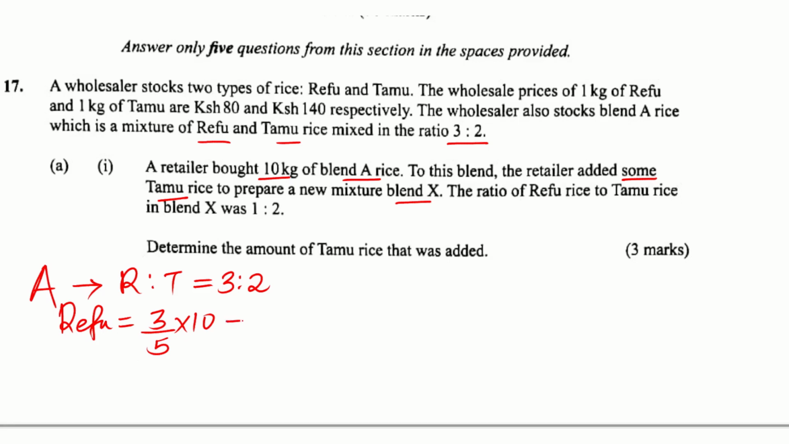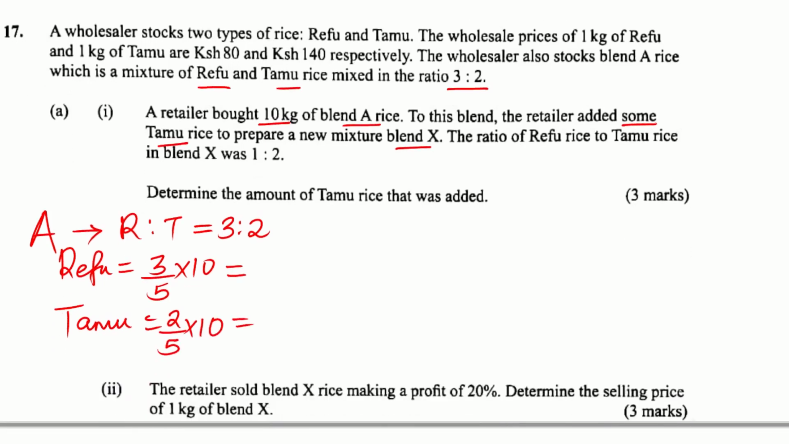Then for tamu, it is 2 divided by the total 5 multiplied by 10. So using this, we will get refu to be 6 kg, then tamu was 4 kg. So that is the first thing.